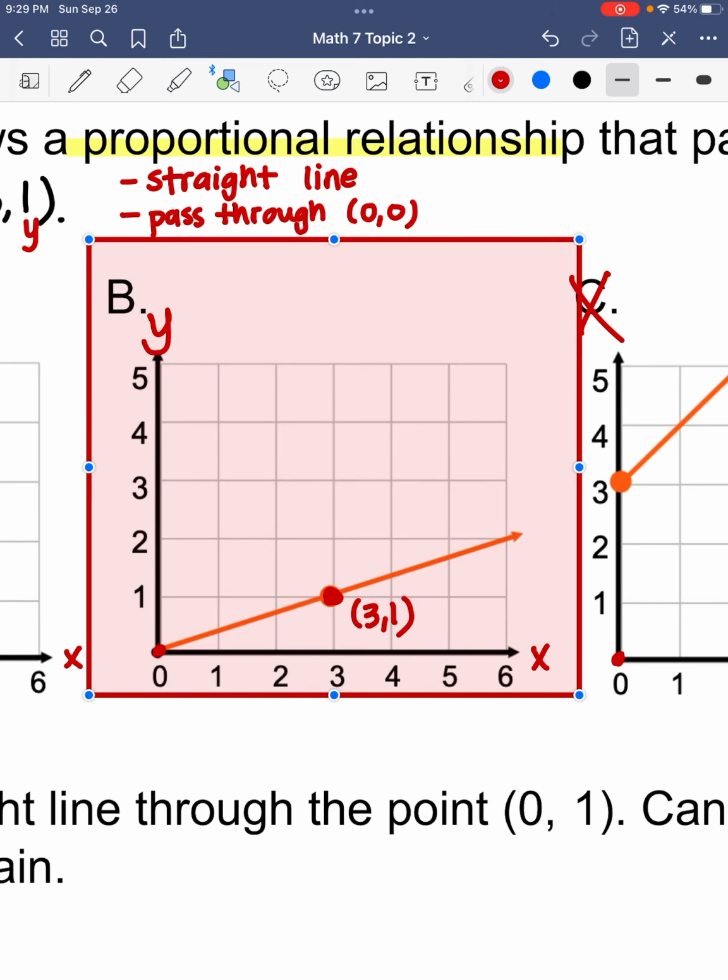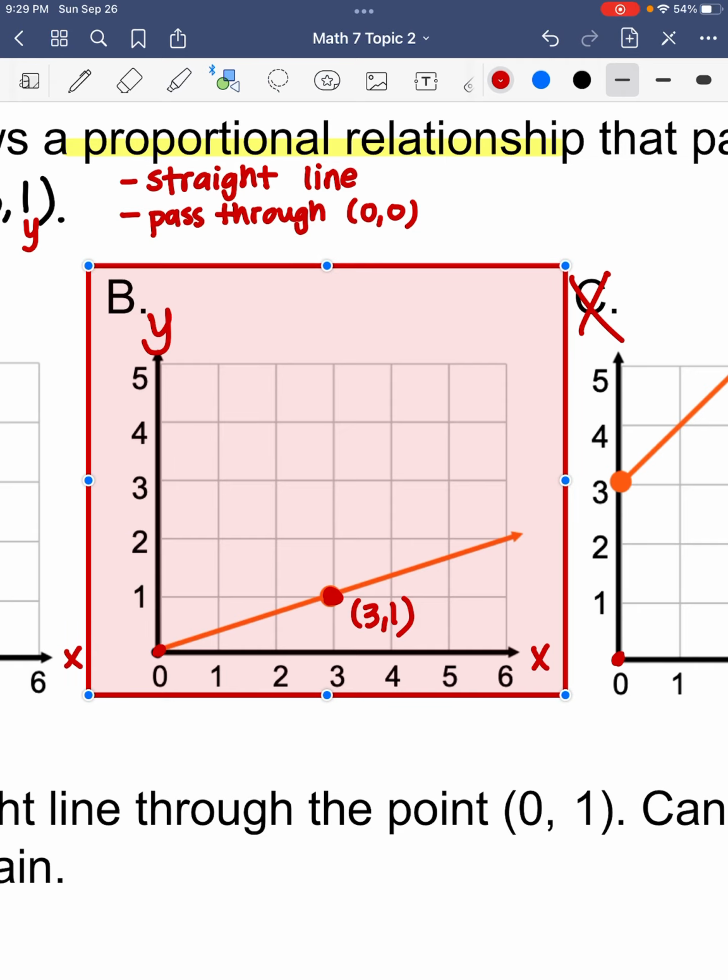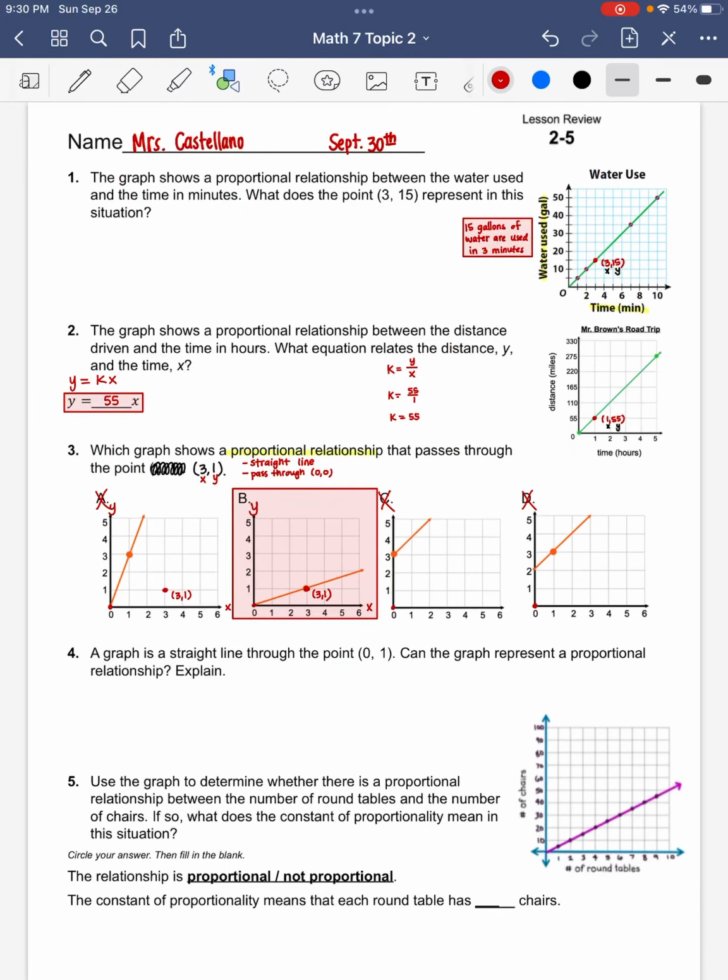Oops, fix that. There we go. Okay, moving on to number 4.